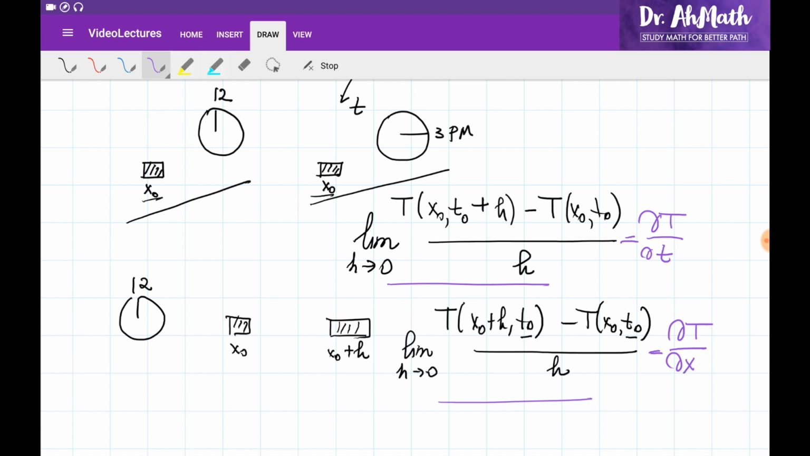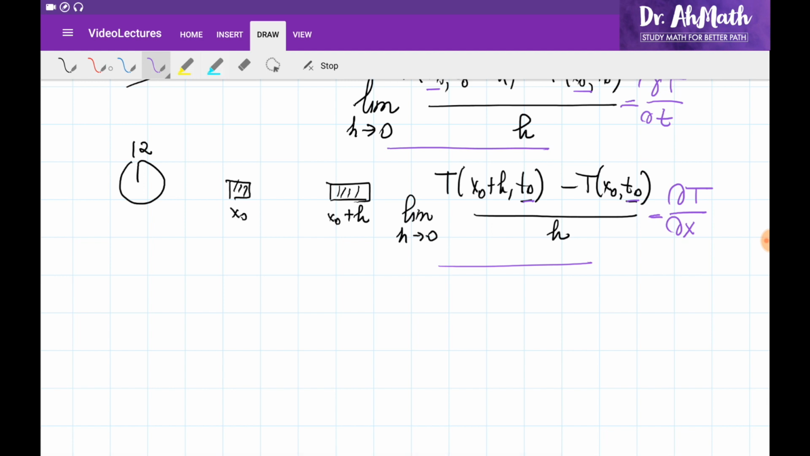So please note that when we are taking the partial derivative of the temperature with respect to the time, the position is fixed as the constant, right? And when we are taking the partial derivative of the temperature with respect to the position, the time is fixed. The time is a constant.